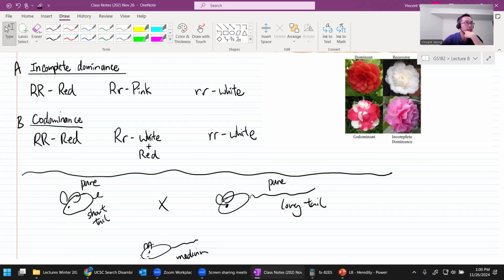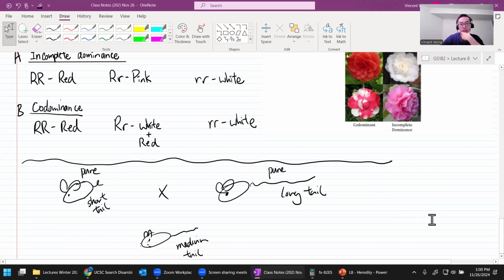Okay, so similar result as my other class. It's kind of 50-50. This is actually incomplete dominance because you get something in between. It's not long, it's not short, it's somewhere in between. If it's somewhere in between, it's incomplete dominance. A codominance version of this would be, the mouse has two tails, a long one and then a short one. But that's not what happened, right? Okay. So remember, codominance means both will show up. Incomplete means somewhere in between. Understand?